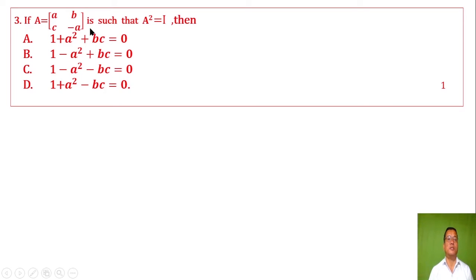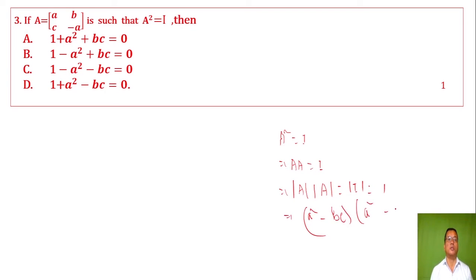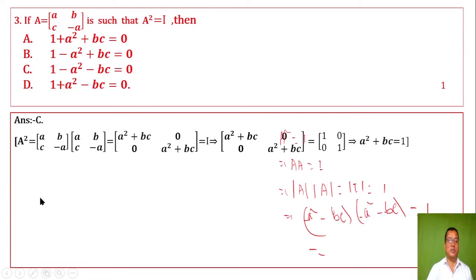If A is such that A square equal to I, then which one is true? A square is I, it is given. Then A square is A into A, whose value is I. Taking modulus, the modulus of I is 1. Then the modulus is A square minus BC, whose product is 1. Correct answer is C.